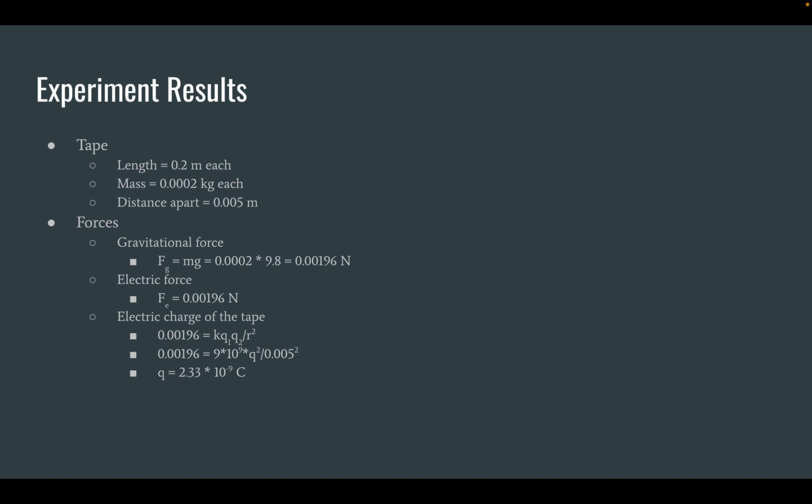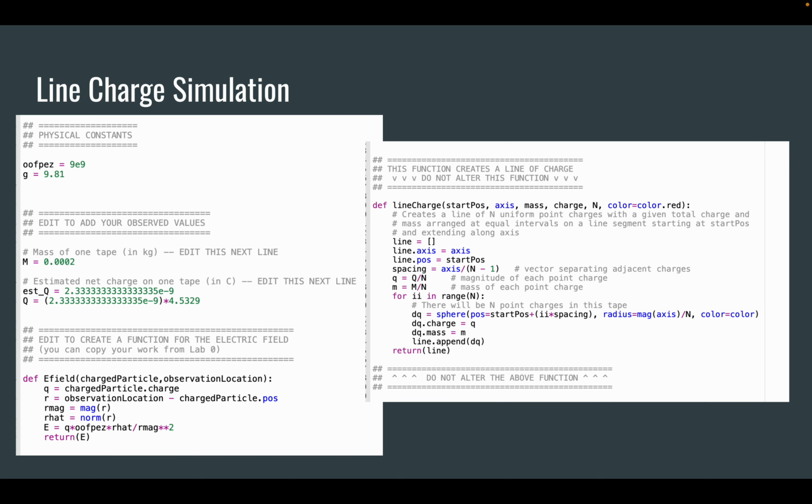The length of each piece of tape was 0.2 meters, the mass was about 0.0002 kilograms, and as I said, they were 0.005 meters apart, which gave us a gravitational and electric force in theory of 0.00196 newtons, and an electric charge of the tape of 2.33 times 10 to the negative 9th coulombs. Again, a very important number.